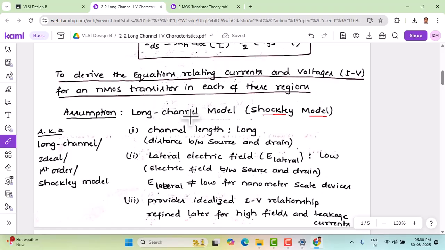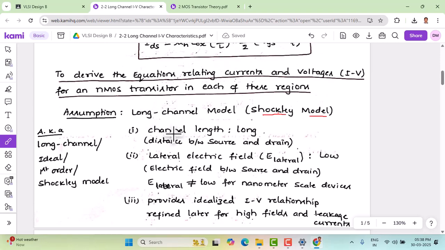The long channel model can also be called by other names like the ideal model or first order model or Shockley model. These are the various names given to the long channel model. Assuming that the MOSFET is a long channel, we derive the equations for drain to source current in various regions of operation. So what are the assumptions that we go through in the long channel model?